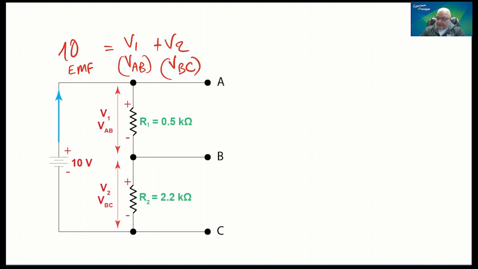Now, let's say VAB is the voltage from A to B, which is the opposite of the voltage from B to A. So VAB would be equal to negative VBA. That direction, remember DC is a single direction, so it's a direct current. It flows in one direction only. Therefore, there is a direction in DC.